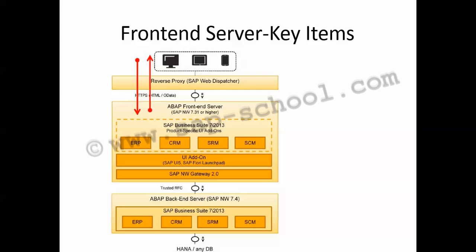Herein, this is my front-end server. My client devices, whether it is a desktop, a tablet, or a mobile phone, will communicate with my front-end server, and my front-end server will hold all my UI add-ons, my NetWeaver Gateway, my business suite add-ons. All these things will be residing in my front-end server. So these are the key items which my front-end server holds.